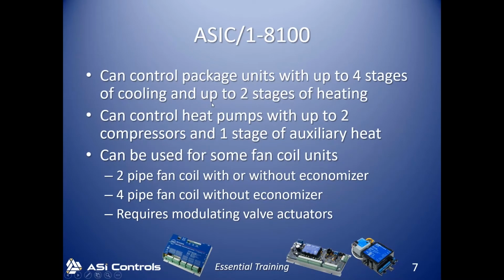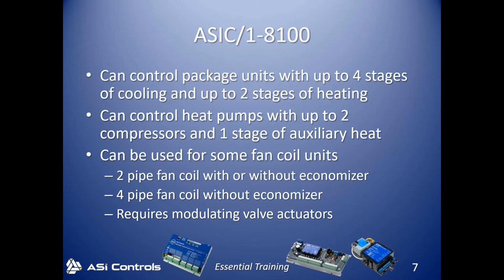The 8100 is for constant volume rooftop units, either package units or heat pumps. You can see the package units, we can do up to 4 stages of cooling, up to 2 stages of heating. And heat pumps, we can do up to 2 compressors and 1 stage of auxiliary heat. If it gets cold enough, then sometimes the compressors can't provide enough heat. So sometimes there's an extra stage of auxiliary heat that needs to be controlled.